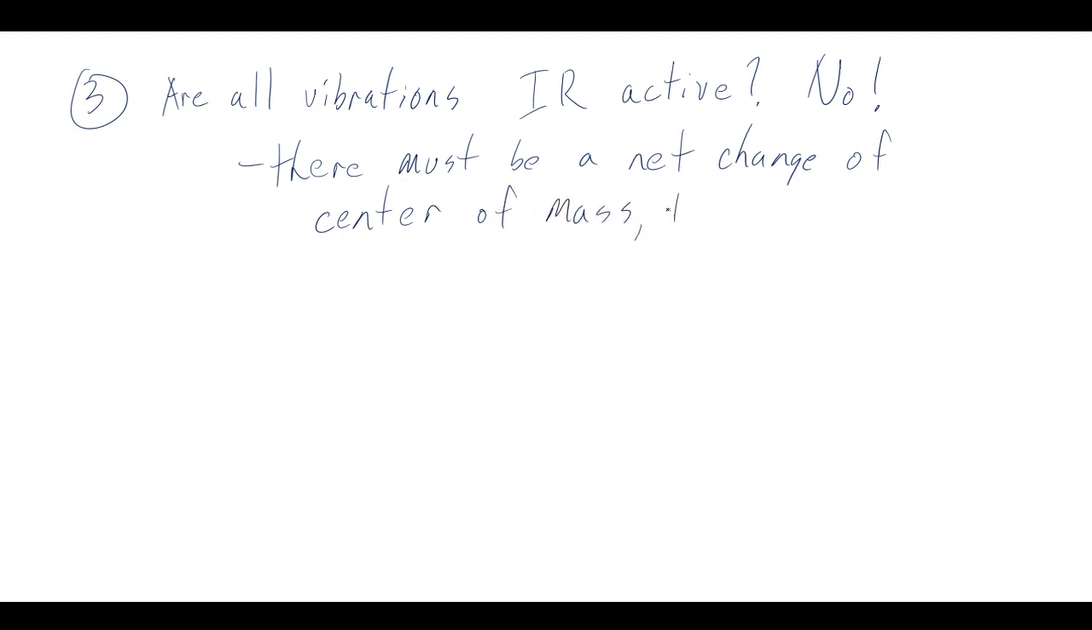During a vibration to produce a dynamic dipole. Okay, so there's some types of vibrations in carbon dioxide that have no change in center of mass, meaning those vibrations are not IR active. Okay, and those don't play a role in terms of CO2's greenhouse gas effect.